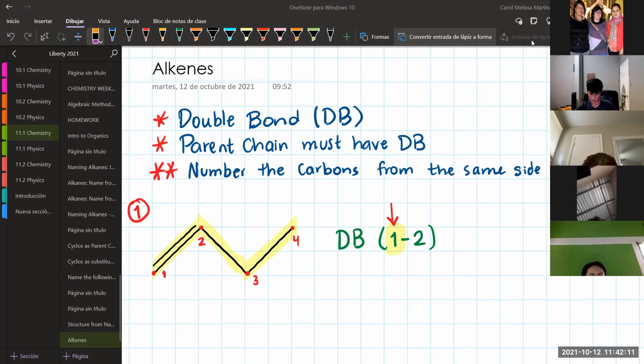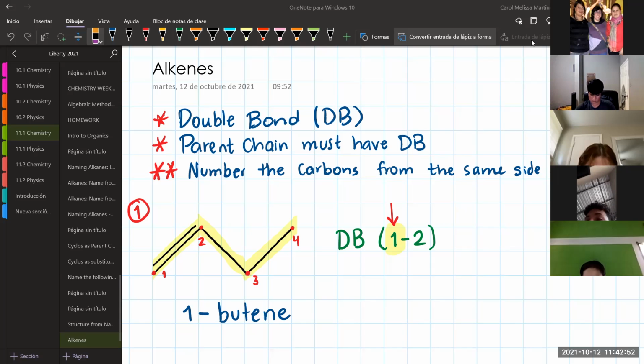So the name of this structure is going to be, in position 1, you have the double bond. So it is not butane anymore because it has a double bond. So it's going to be butene, because it is an alkene, because it has a double bond. Okay, double bonds are alkenes. And that will be the name: 1-butene, period. That's as simple as that.